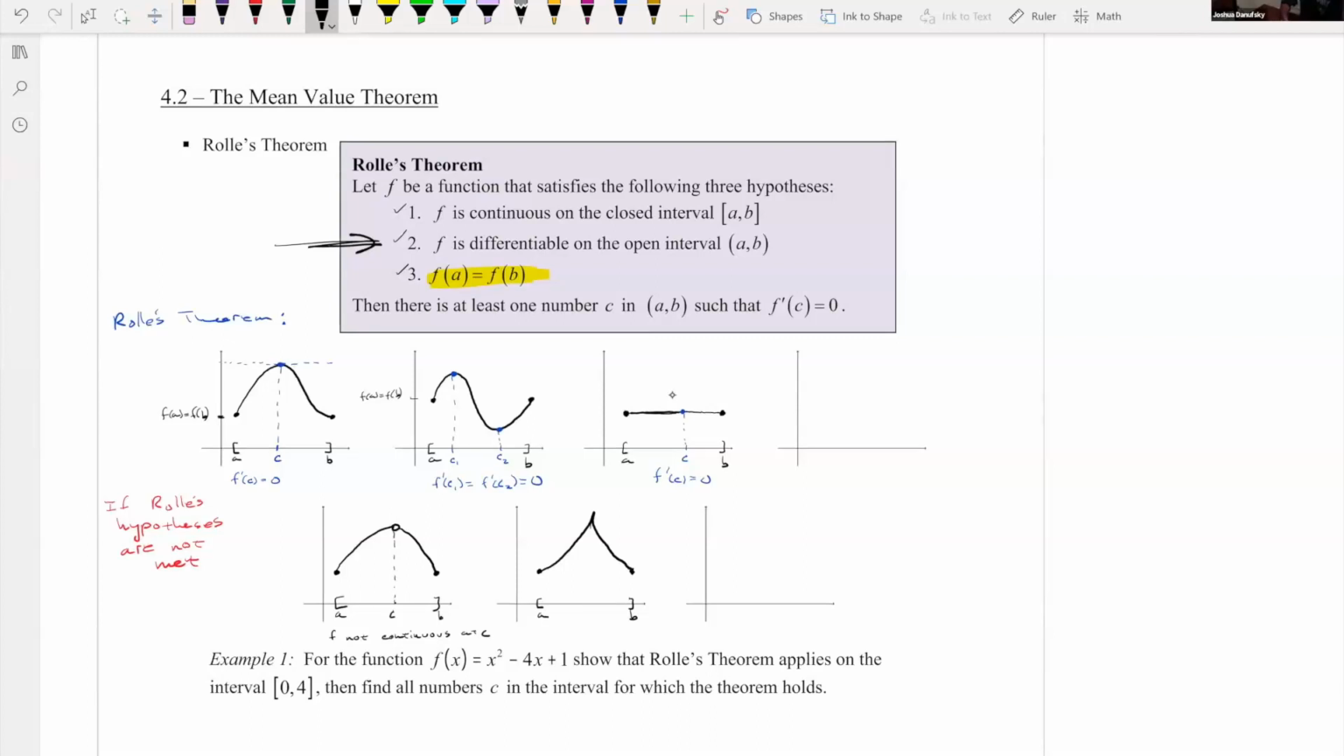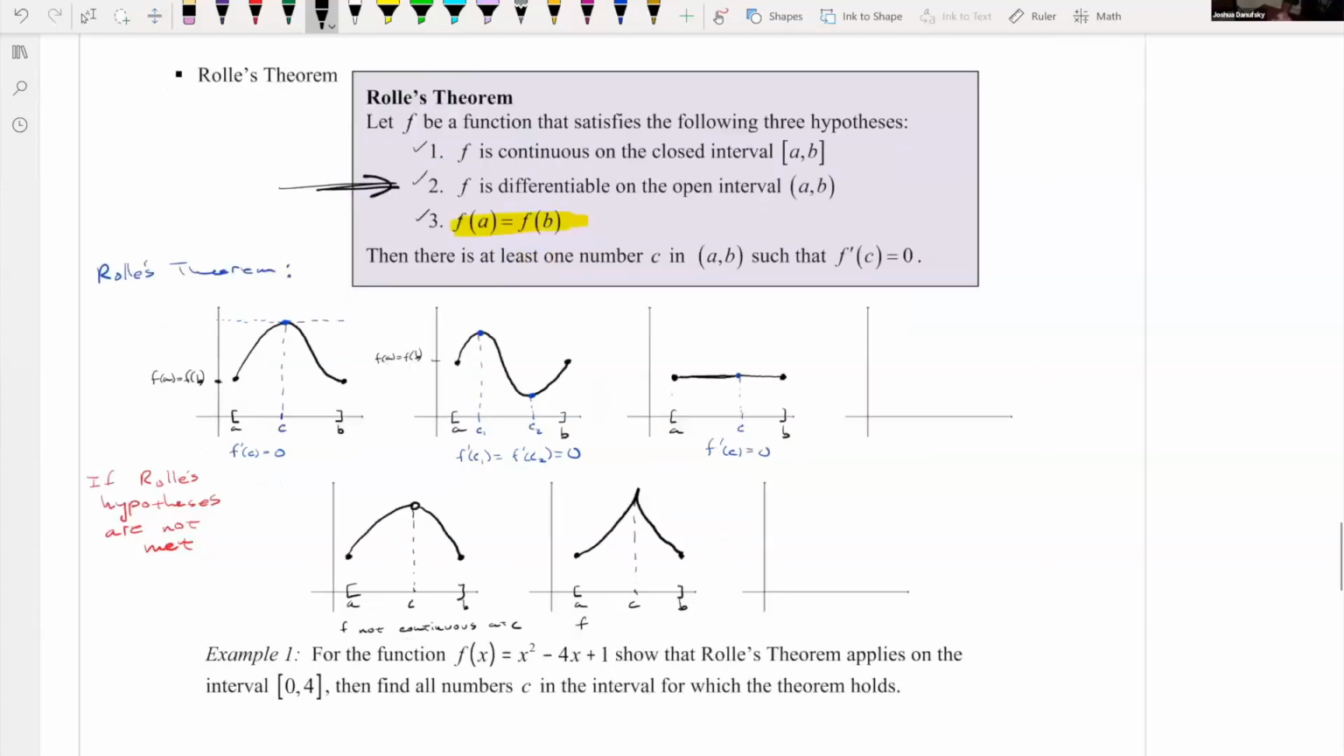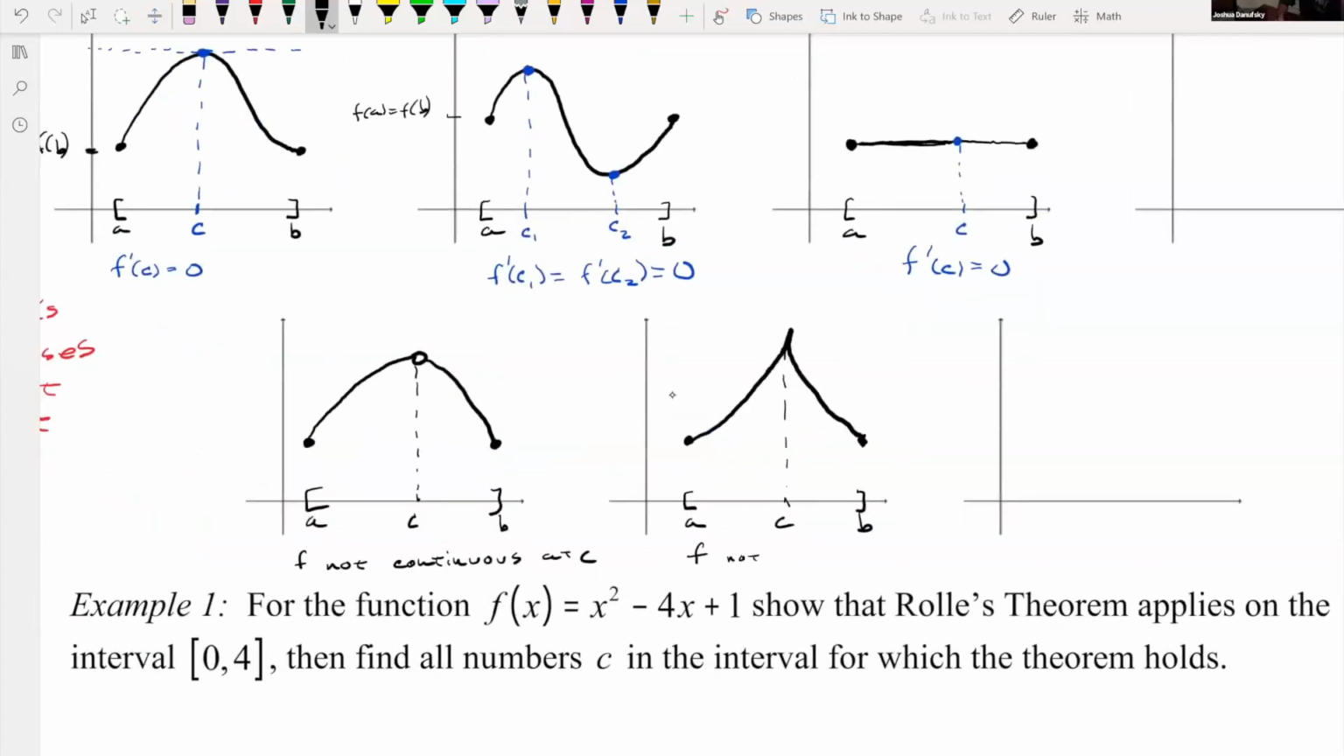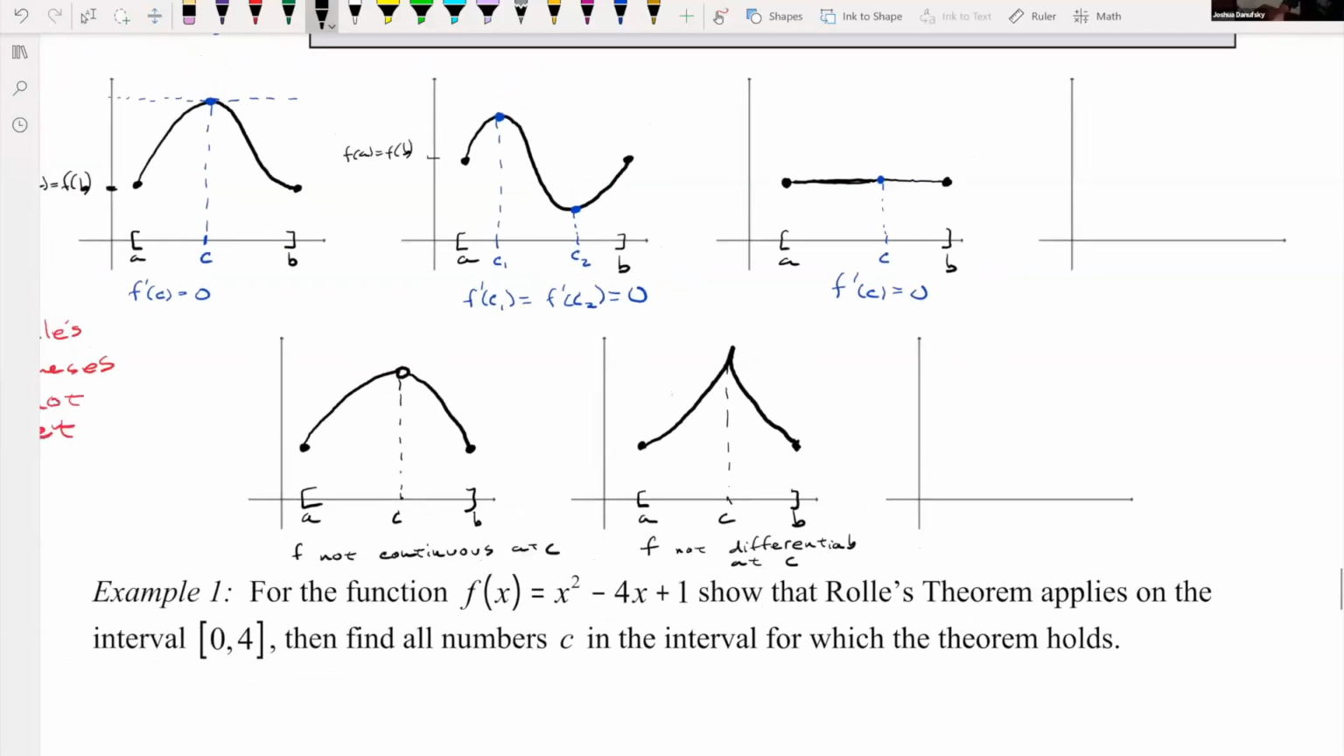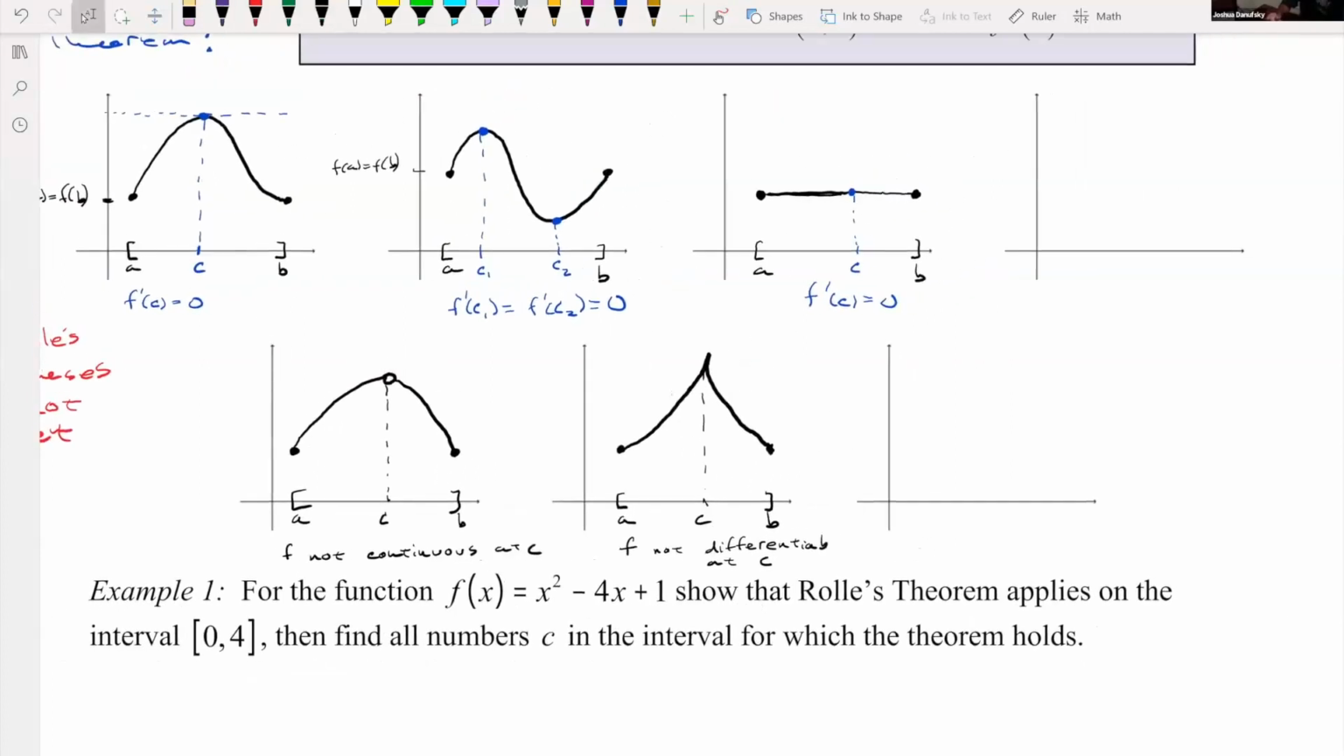And so maybe there's a C where F is not differentiable at C. So Rolle's does not apply, meaning we don't have a horizontal tangent line at C. In fact, there's no tangent line at C because we have that sharp turn there. And then finally, and again, here's F of A equals F of B.